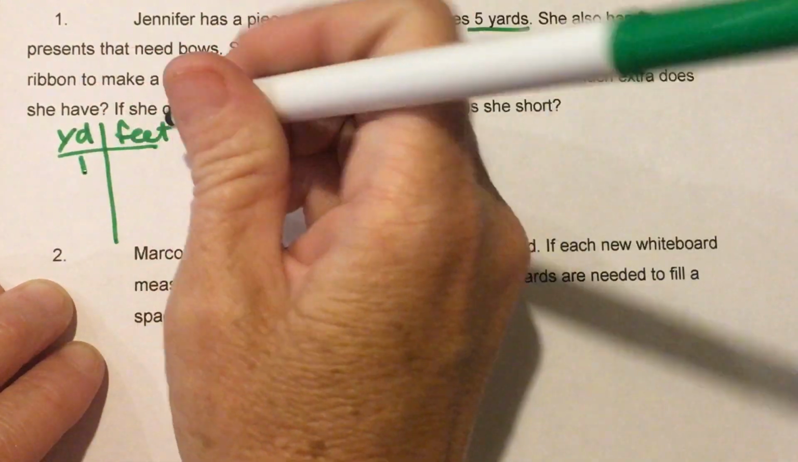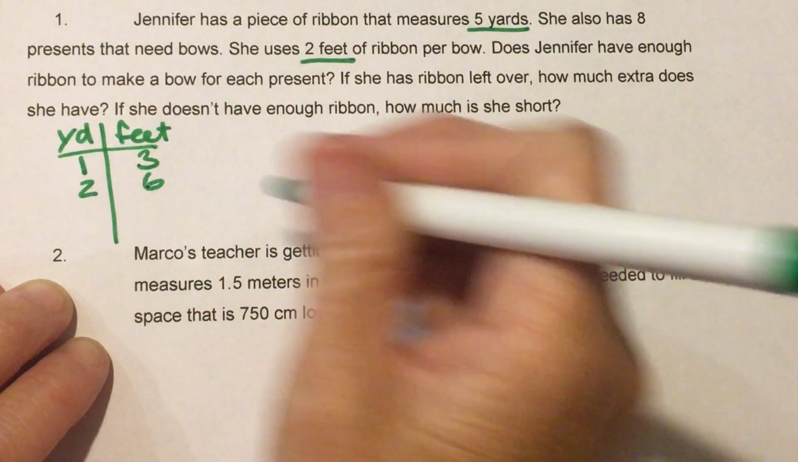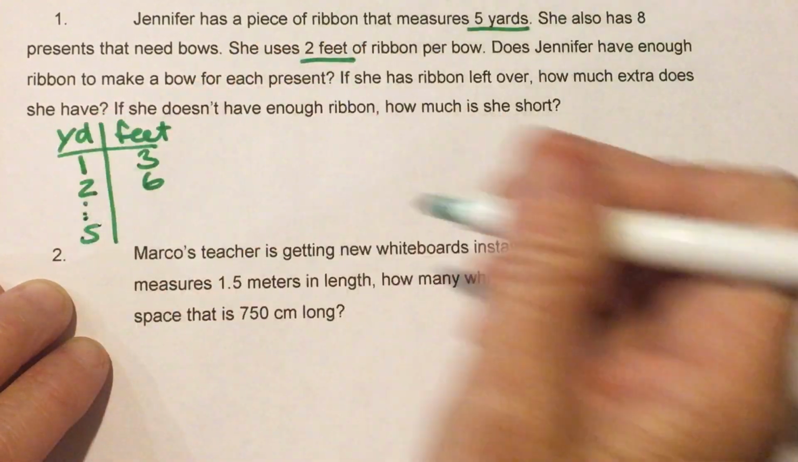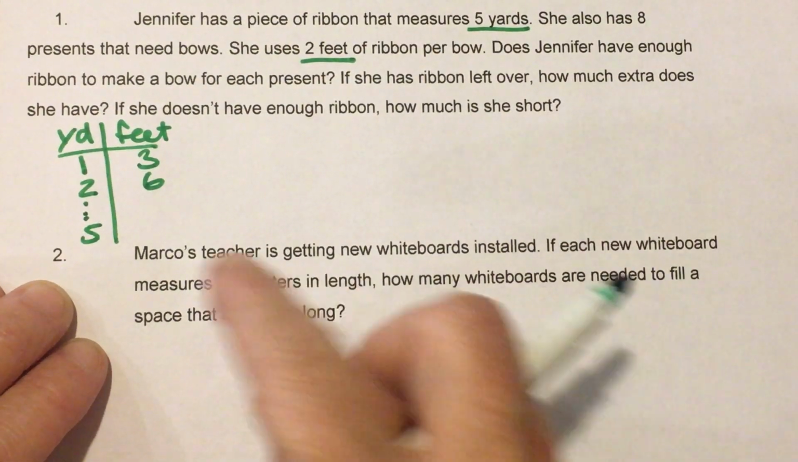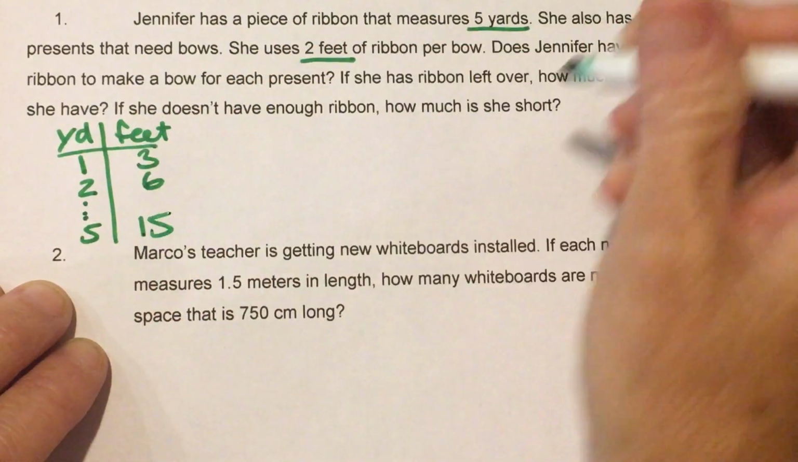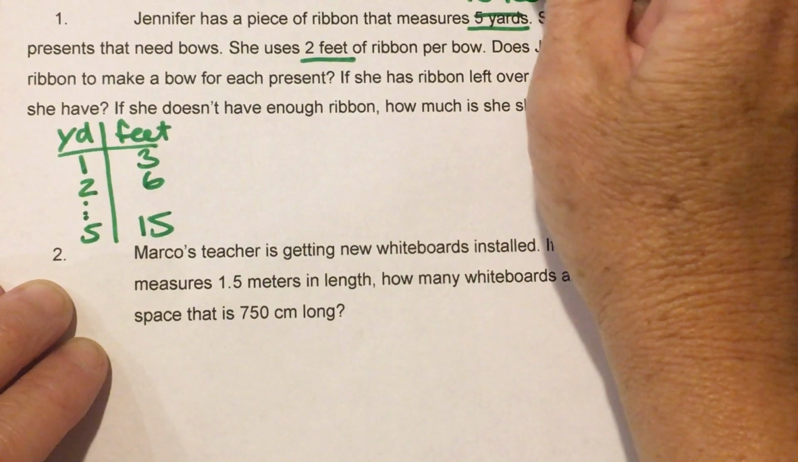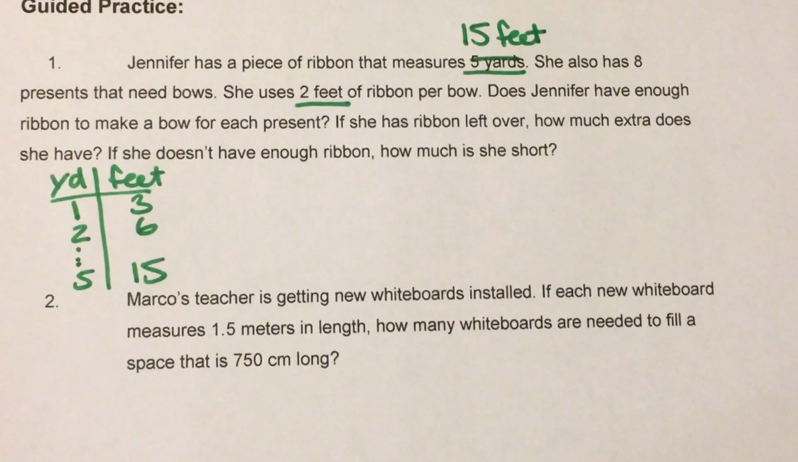So 1 yard equals 3 feet. 2 yards equals 6 feet. And we need to get all the way to 5. So the pattern that I'm seeing is times 3. So I know that 5 yards is the same as 15 feet.